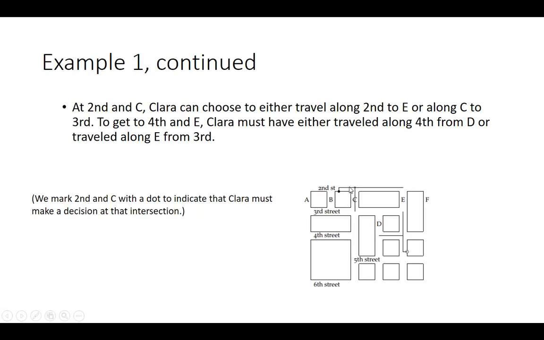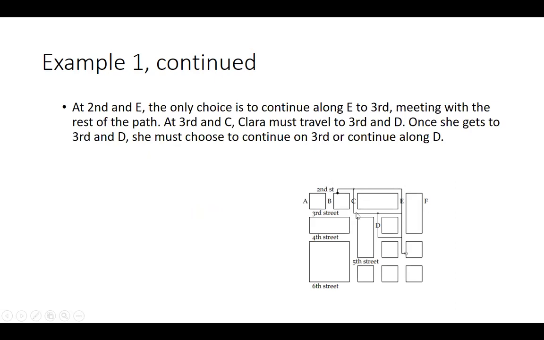We mark 2nd and C with a dot to indicate that Clara must make a decision at this intersection. At 2nd and E over here, the only choice is to continue along E to 3rd, meeting with the rest of the path. At 3rd and C right here, Clara must travel to 3rd and D.